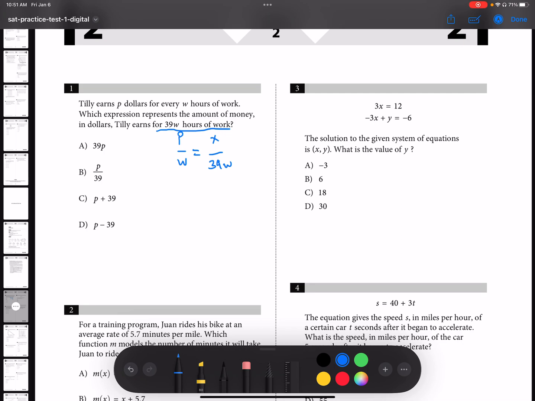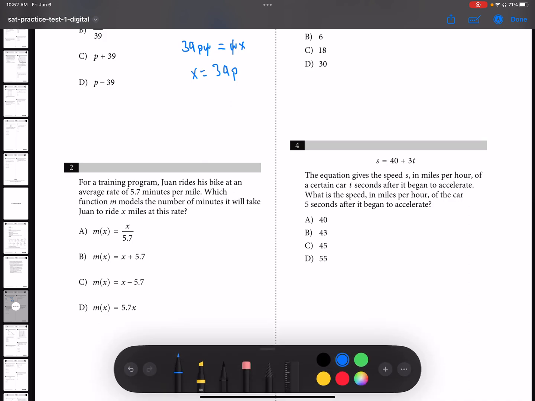So now what I'm just going to do is cross multiply this. So we have 39 PW is equal to WX. And so that means I can cancel out the W's from both sides, and that'll give us X is equal to 39P. So that means that for hours of work, that's 39P, so our answer should be A.